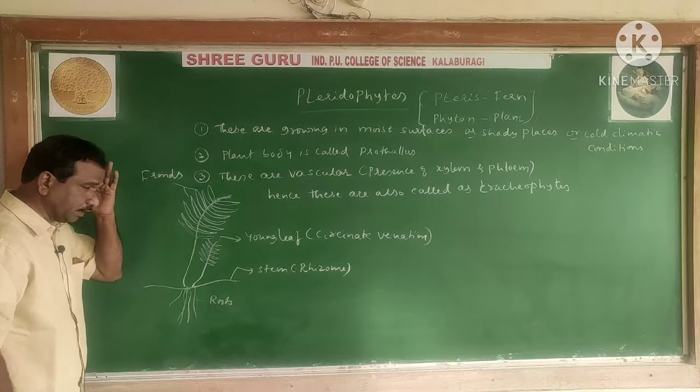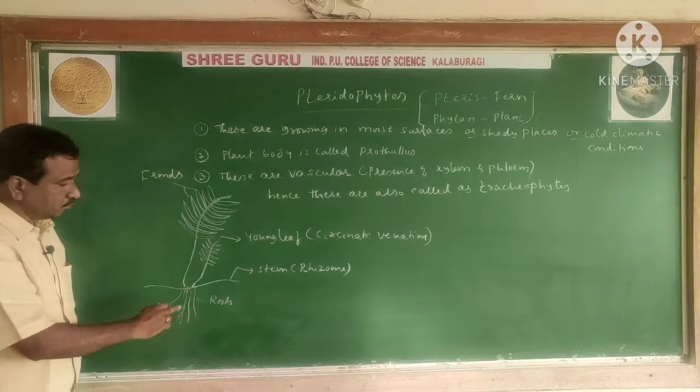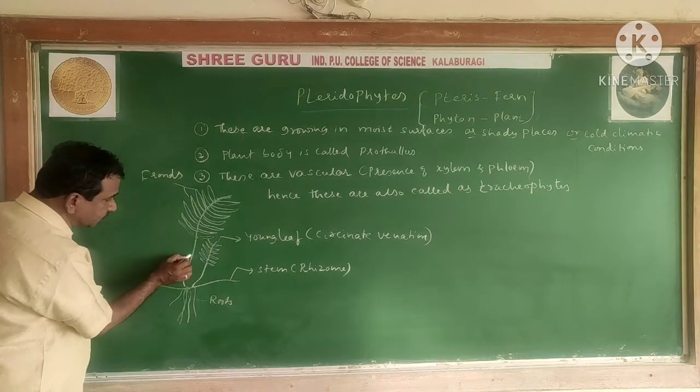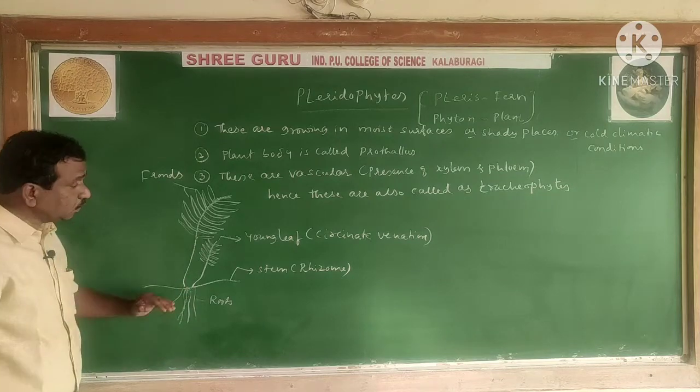Look at the young leaf inside. From the stem, branches have been observed to occur from the lower part itself. It is not like the branch coming from this side, but now it occurs at the lower part.